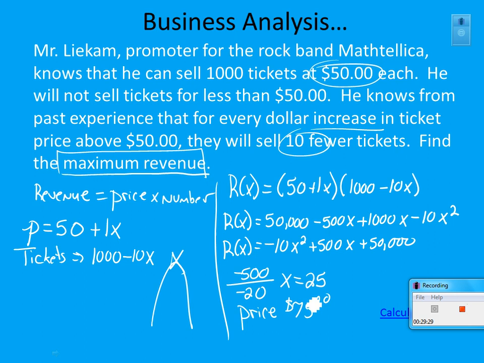The number of tickets we're going to sell, I'm going to plug in 25. 1,000 minus 10 times 25, we're going to sell 750 tickets. And then to get my revenue, 75 times 750, my revenue is going to be $56,250. So there's what we got so far.